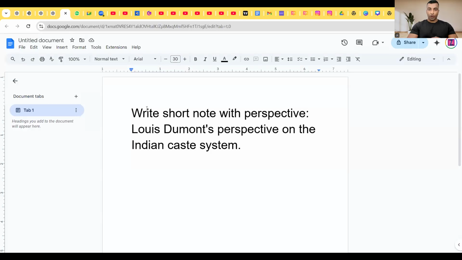So I'll take up a question and then I'll give you a moment so that you can think and frame the answer. Then I'll be discussing the answer with you guys. Okay. So this is the question that we have. I hope you can see the screen. Write a short note on Louis Dumont's perspective on the Indian caste system. So this is what you need to write. Take a moment, think about it, and then we will see what can be done.